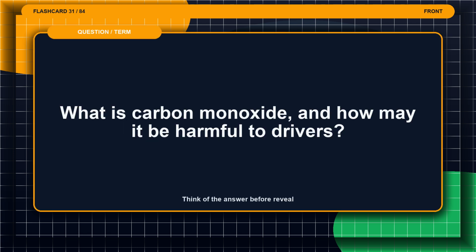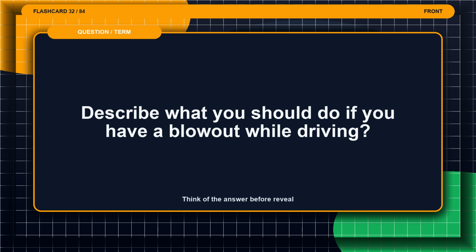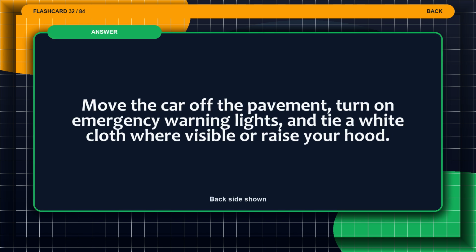Flashcard 31. What is carbon monoxide, and how may it be harmful to drivers? Think of the answer before the reveal. The answer is it's a colorless, deadly gas in the exhaust fumes produced by cars and can cause poisoning. Flashcard 32. Describe what you should do if you have a blowout while driving. Think of the answer before the reveal. The answer is move the car off the pavement, turn on emergency warning lights, and tie a white cloth where visible or raise your hood.